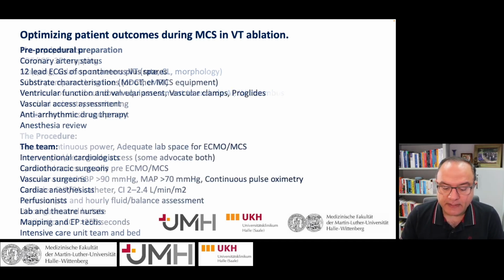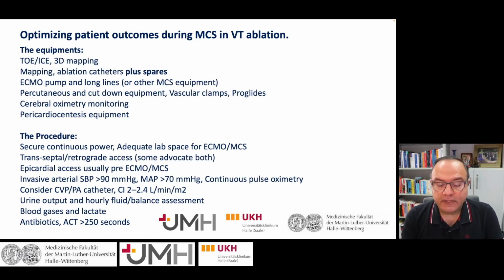The equipment: we have to check all the equipment, especially the catheters plus spares. Everything should be available. ECMO pump and long lines if necessary; we have to think about it. The perfusionist should know the lab and how long the connections to all the systems should be to function properly. Cerebral oximetry monitoring and pericardiocentesis equipment should be available and ready. And percutaneous cut-down equipment, vascular closure systems, everything should be available.